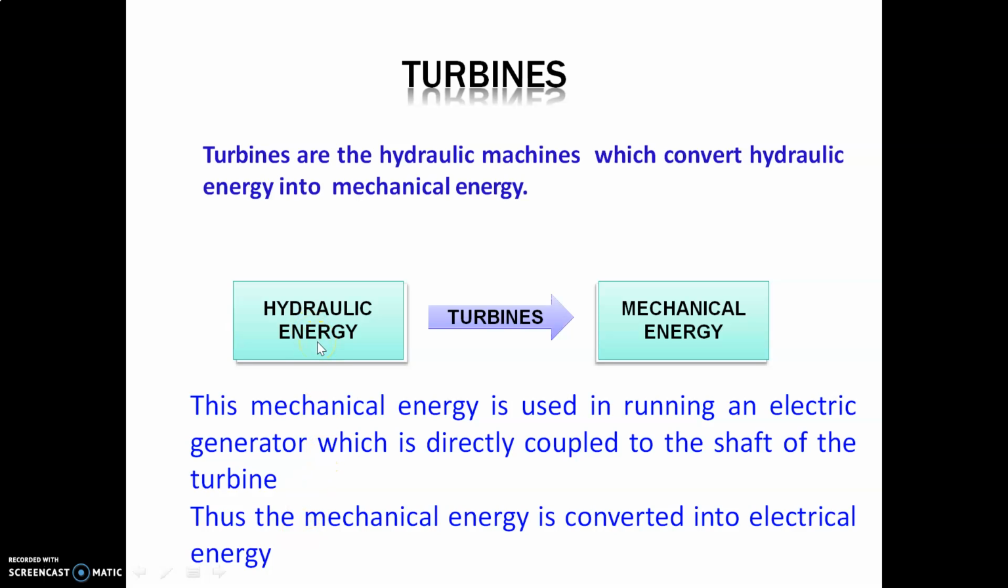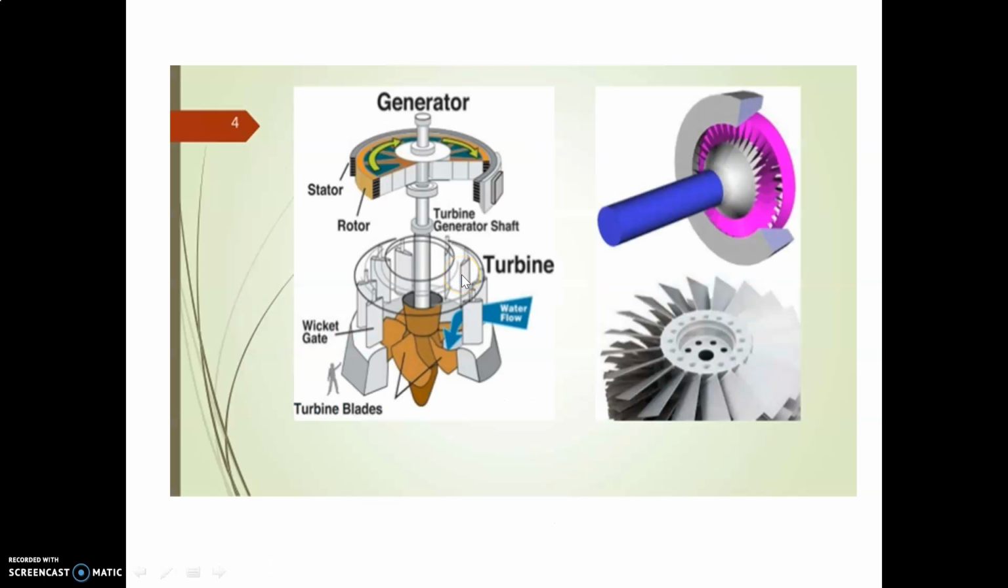So, as you know, turbines are machines which convert hydraulic energy into mechanical energy, whereas pumps, which we will be dealing with in the next unit, are machines which convert mechanical energy into hydraulic energy. So these are the parts of a turbine. Generator, that is a turbine. You have the wicket gate, rotor, stator, turbine generator shaft, and the turbine blades. This is a general schematic diagram of a turbine.